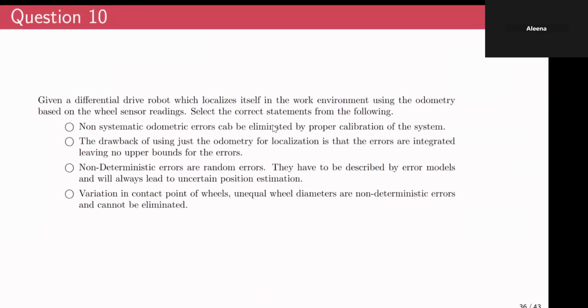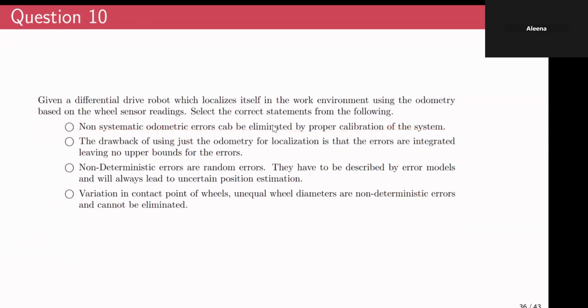And question 10. Given a differential drive robot which localizes itself in the work environment using odometry based on wheel sensor readings. So like you have a differential wheel robot with wheel sensor readings that relies purely on odometry. Select the correct statements from the following. Okay, the first is non-systematic odometric errors can be eliminated by proper calibration of the systems.